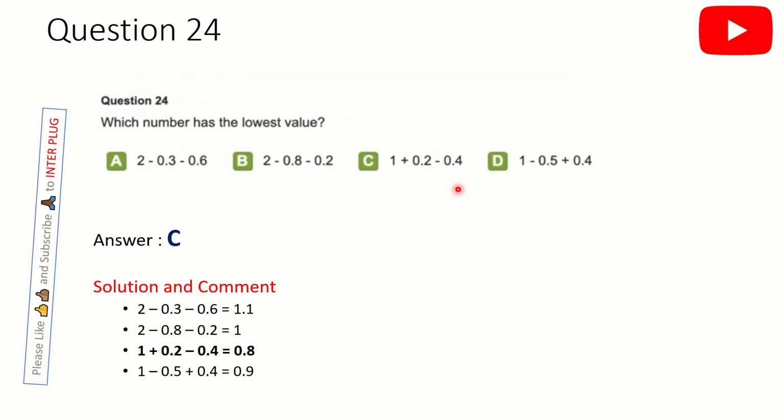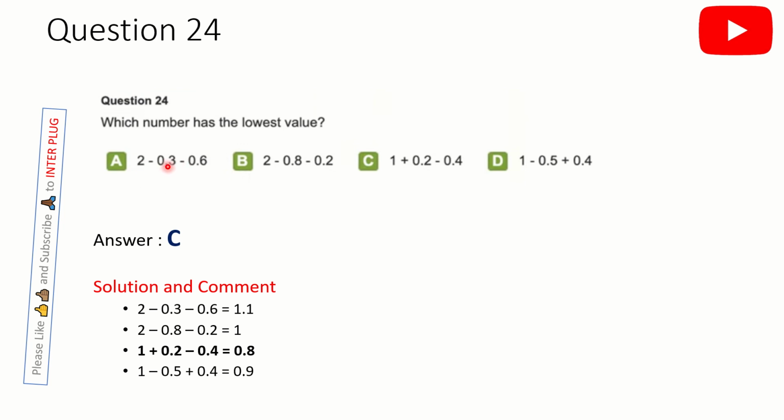Question 24. Which number has the lowest value? Okay, this is not a very obvious question. These are the type of questions where you need to write down these operations and get the numbers, right? You don't need to write them down, but just do your calculations straight and write the answer down so that you can compare all at the end.